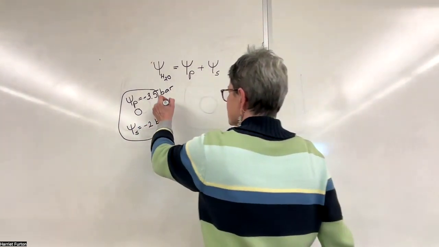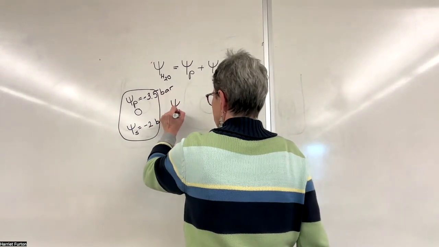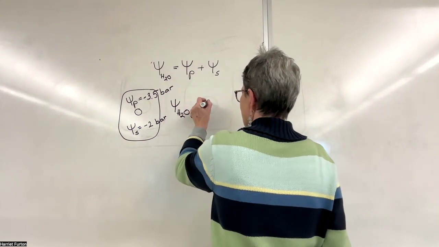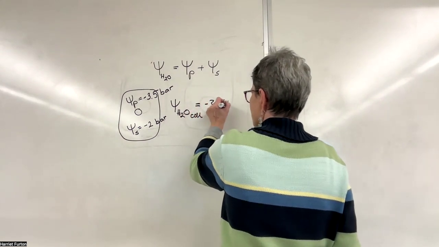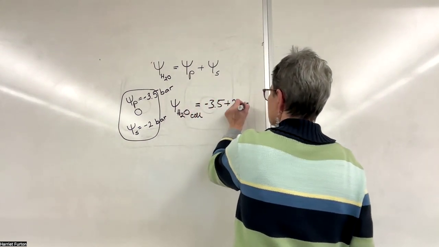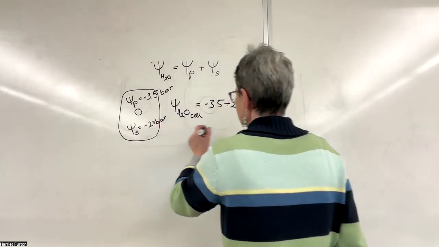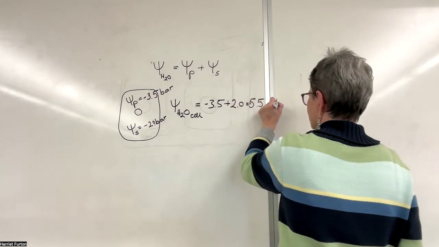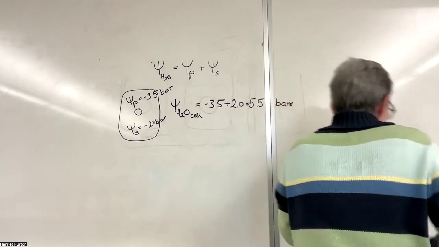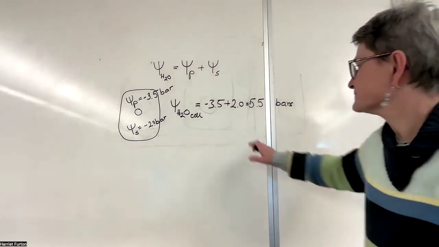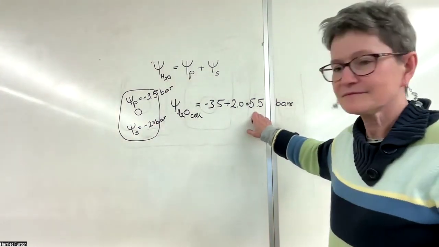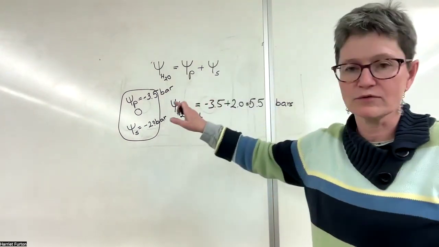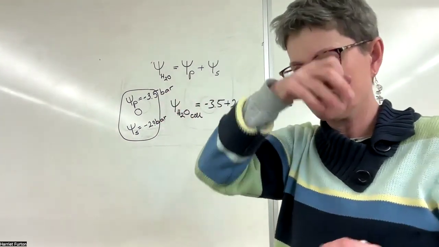The water potential of the cell is going to be minus 3.5 plus 2.0. So it will be 5.5, minus 5.5 bars. So minus 5.5 bars. Water potential is always negative or 0. That's all.